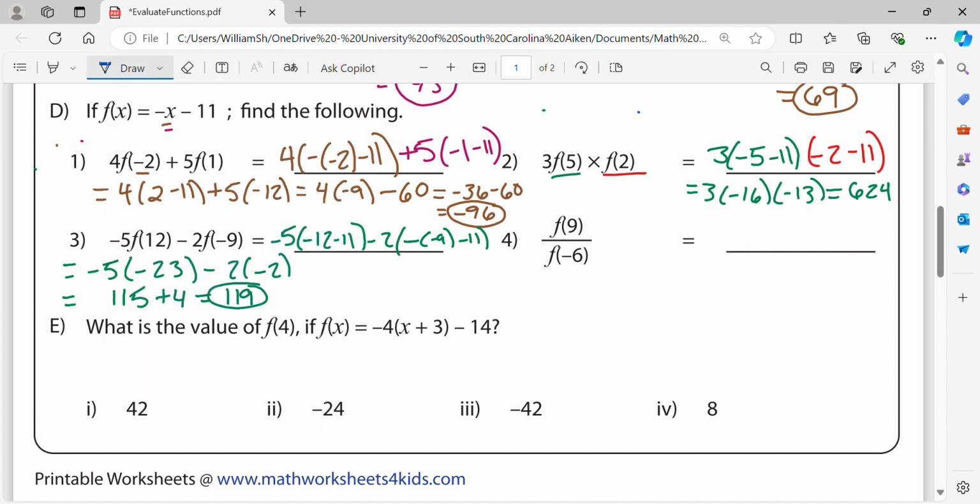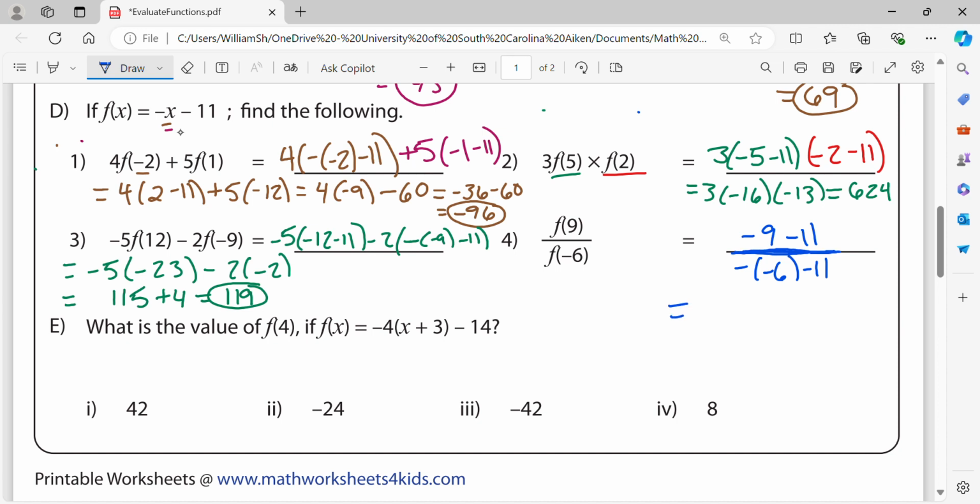It has a division in it. Everybody loves division, right? So I have f of 9 divided by f of negative 6. Okay? So f of 9 is going to be negative 9 minus 11. And f of negative 6 here is going to be negative 6 minus 11. And I'm using the bar here as my division sign, but I'll highlight it in blue just in case so you know what's going on.